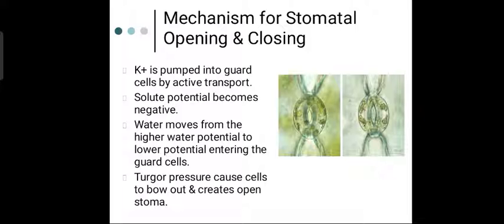When water enters the guard cell, it creates turgidity in the guard cell. When the guard cell is turgid, it causes the opening of the stomata. It increases the internal pore in between the guard cells. So with the increase of pore, the turgor pressure causes the cells to bow out and create an opening, and that plays a vital role in transpiration.